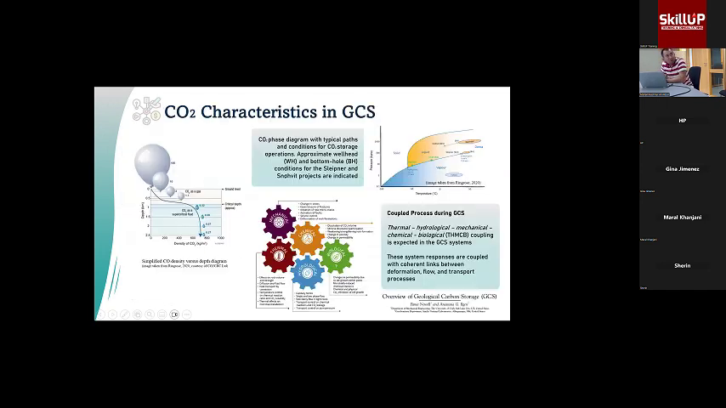So let's understand a little bit what the CO2 characteristics are during GCS, or geological carbon storage. In a simple way, this is a good analogy of how CO2 by volume looks at the surface, and then how it looks when it is injected under supercritical conditions. When we are injecting into the reservoirs, the reservoir pressure is higher depending on the depth, and the temperature also increases. If the temperature is more than 30 degrees Celsius, the critical point, and the pressure is more than 70 bars, then you are already in supercritical conditions.